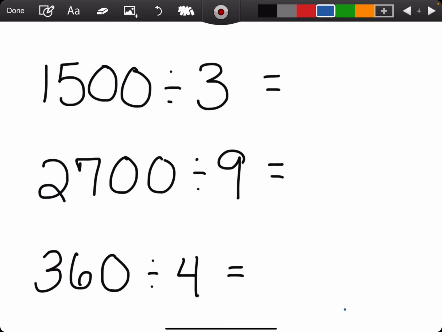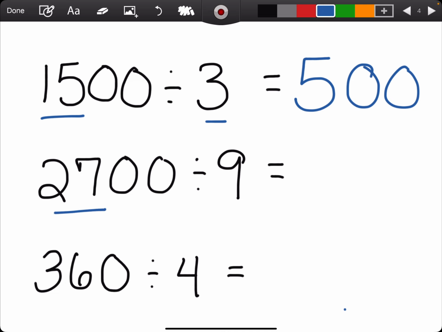If I go across here, 15 divided by 3 is 5, but it's 500 because it was 1,500. 2,700 divided by 9: 27 divided by 9 equals 3, but it's 2,700, so your answer is 300.